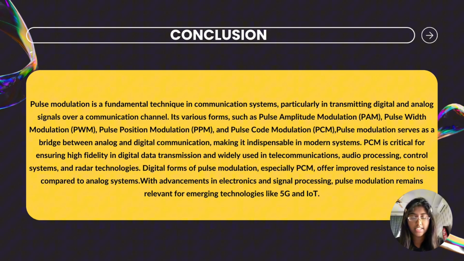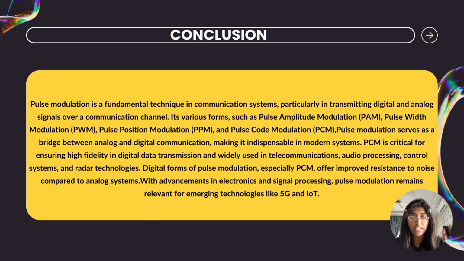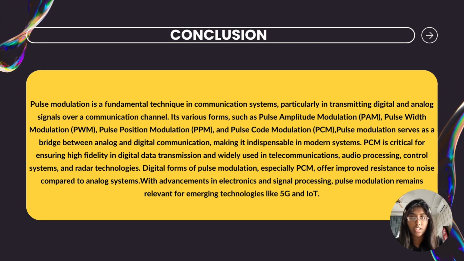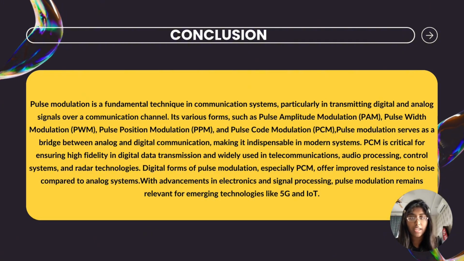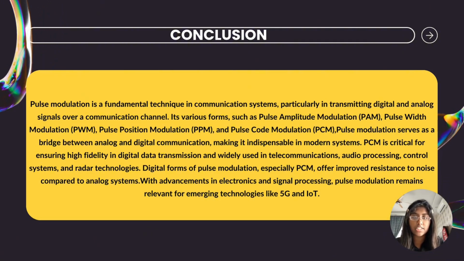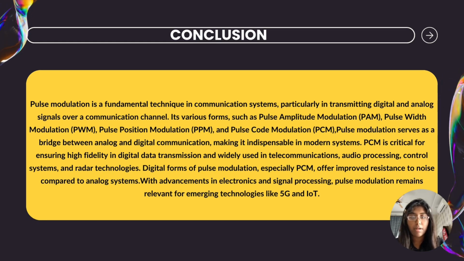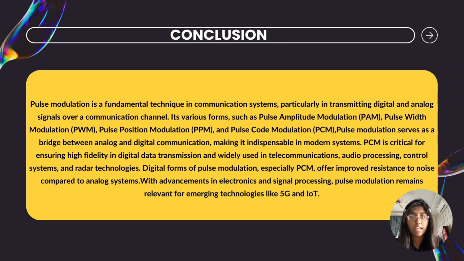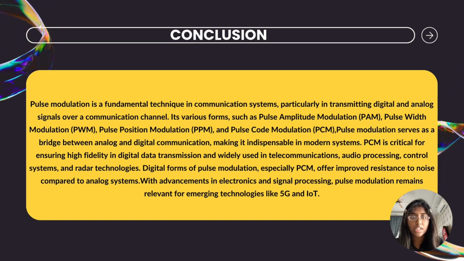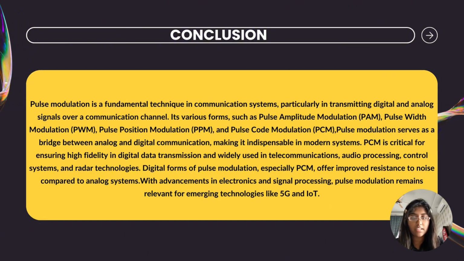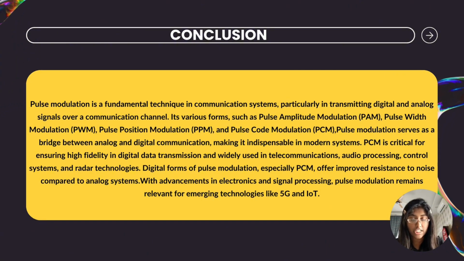Hence, we come to the conclusion that pulse modulation is a fundamental technique used in communication systems, particularly in transmitting analog and digital signals over a communication channel. It has various forms such as pulse amplitude modulation (PAM), pulse width modulation (PWM), pulse position modulation (PPM), and pulse code modulation (PCM). PCM acts as a bridge between analog and digital signal communication.